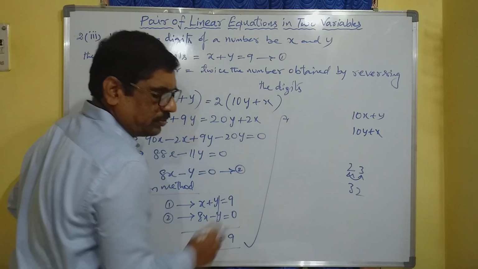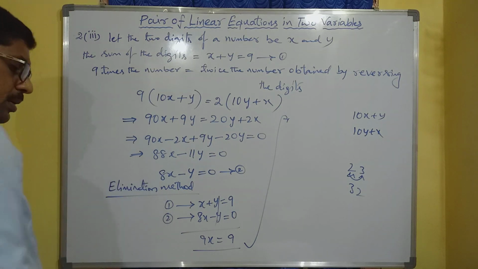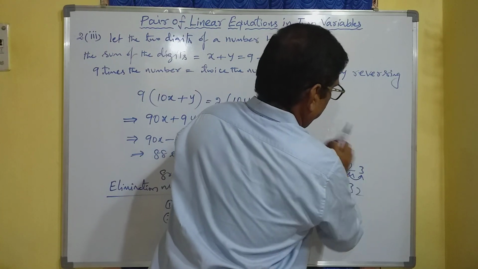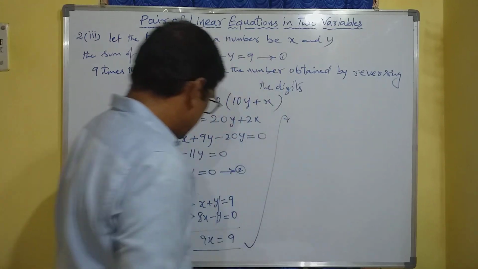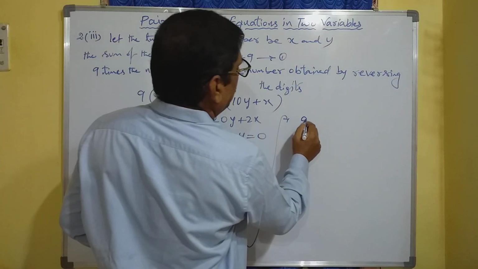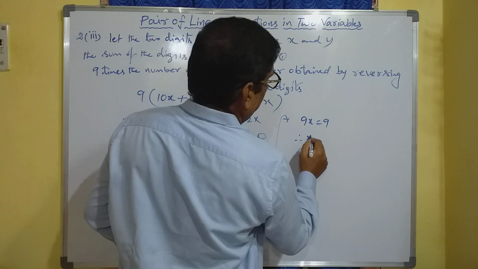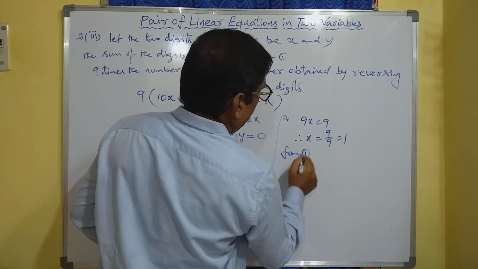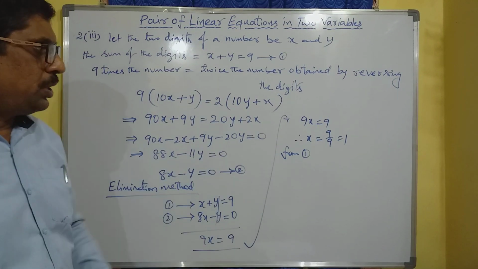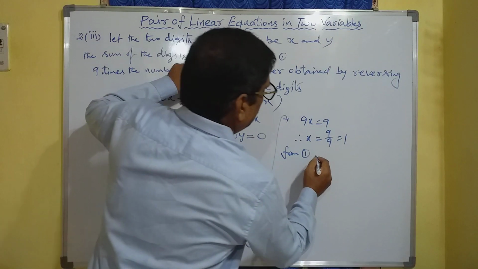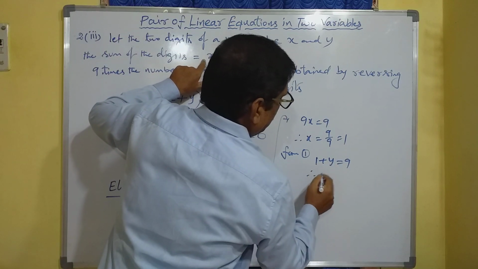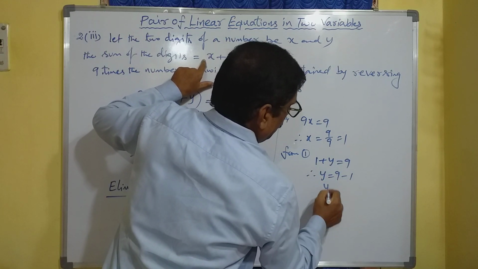Now you look at this. Here 9x is equal to 9. Therefore, x is equal to 9 by 9 is equal to 1. Now, we can get the y value by substituting this x value in equation 1. That is x plus y is equal to 9, means 1 plus y is equal to 9. Therefore, y is equal to 9 minus 1. y is equal to 8.